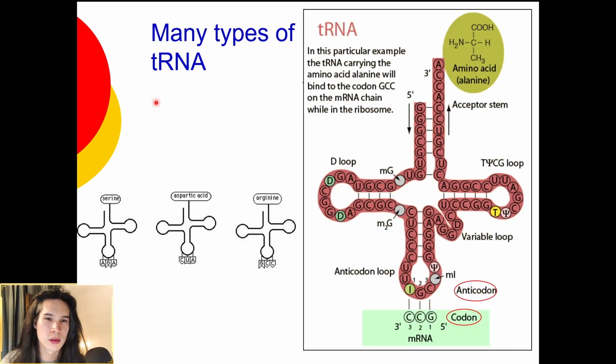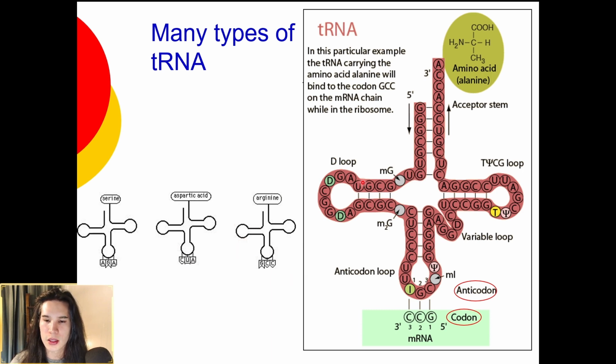So we're going to have many different types of tRNA because you're going to have some tRNA dedicated to specific amino acids. So for example, your serine, which is an example of an amino acid, is going to be carried by a specific type of tRNA. Same with your aspartic acid, which is going to be carried by a specific type of tRNA, and your arginine is going to be carried by a specific type of tRNA.